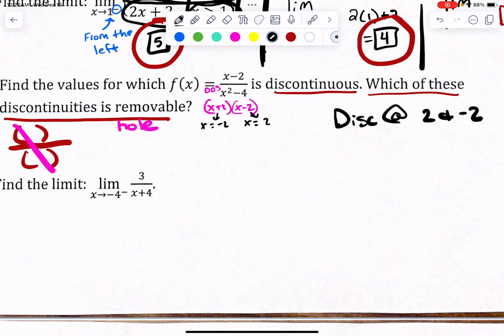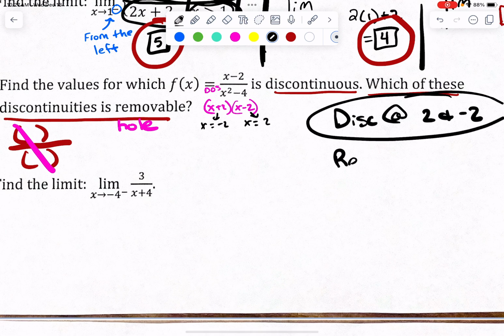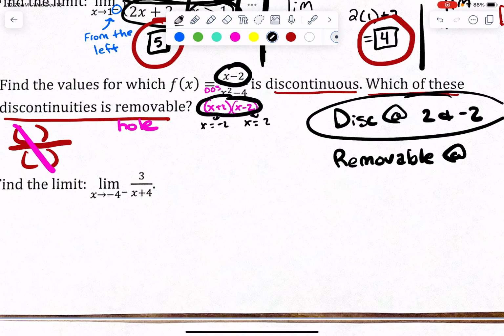Now I have to figure out where it's removable. It is removable at the one that cancels. If I look at x minus 2 and then this x plus 2, x minus 2, it is going to cancel right here at x minus 2, which means 2 is removable. Does that make sense? x minus 2 is the one that canceled, so I can remove it, and basically that means I can still evaluate the limit at that point, okay?